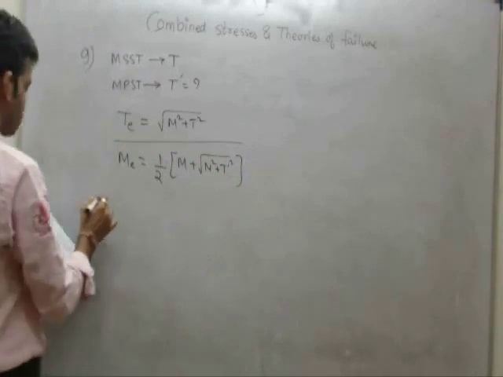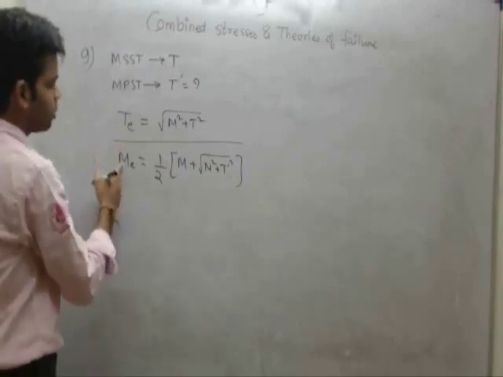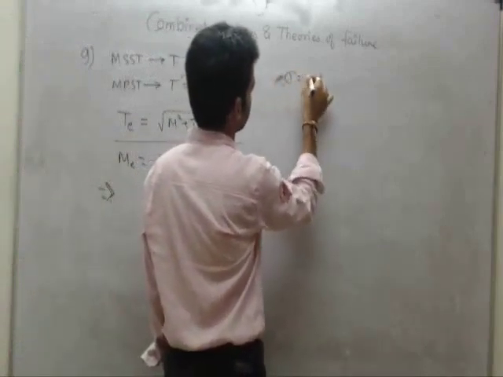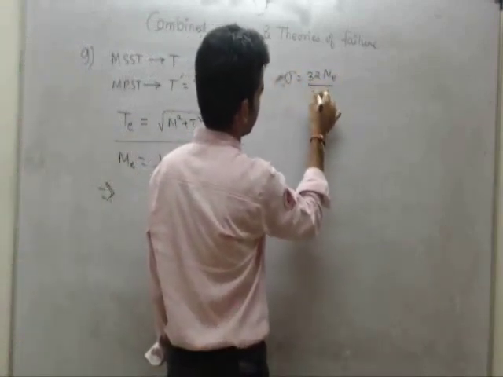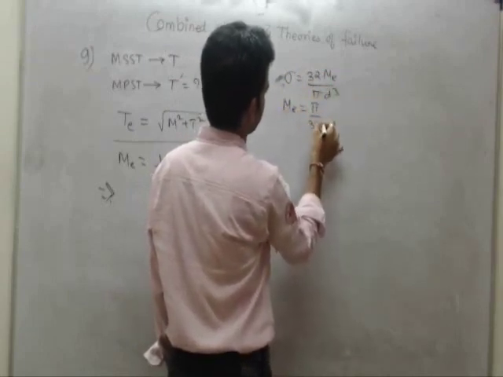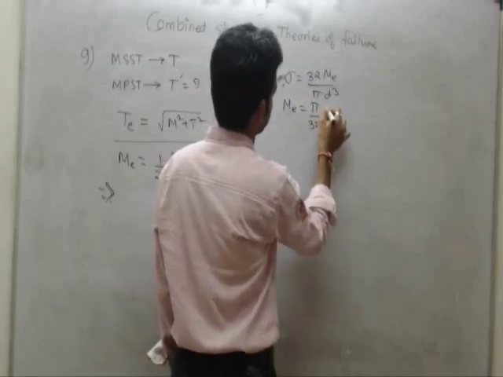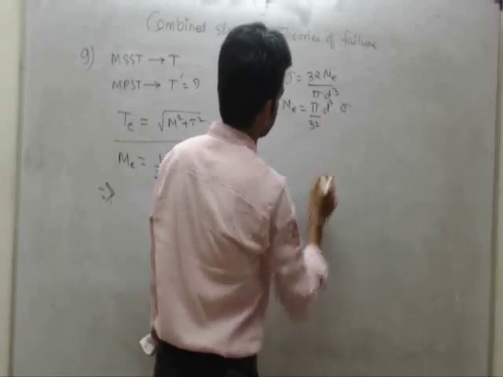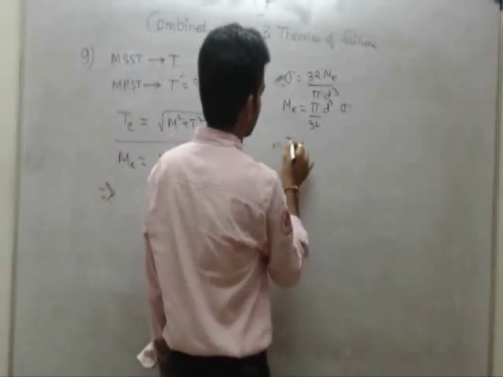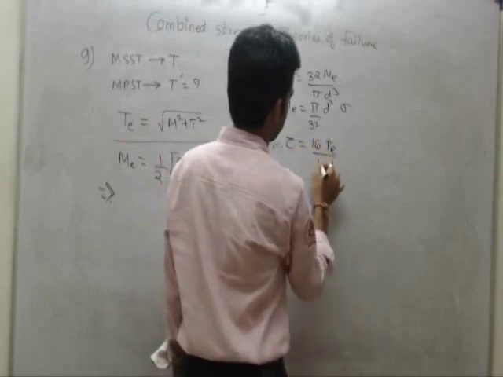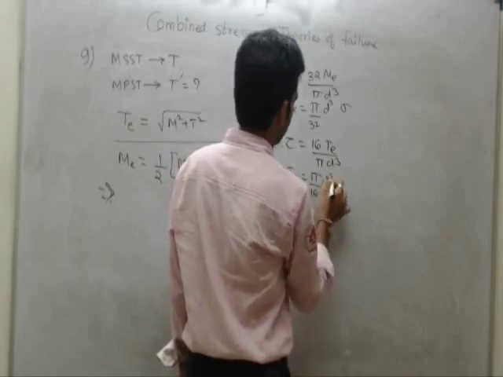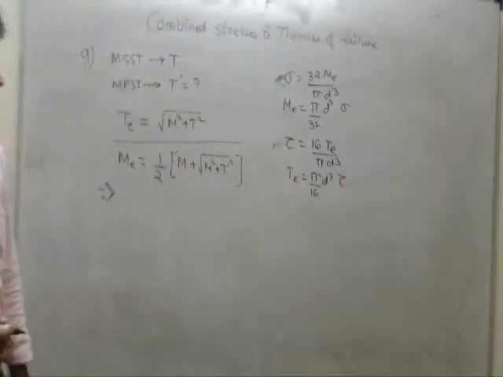And what we will get from here? Just put the value of TE and ME. How can we determine this value? We know sigma is equal to 32 ME by pi d cube. That means ME will be equal to pi by 32 d cube into sigma. Similarly, TE, we know tau is equal to 16 TE by pi d cube. Therefore, TE is equal to pi by 16 d cube into tau. Just put the value.